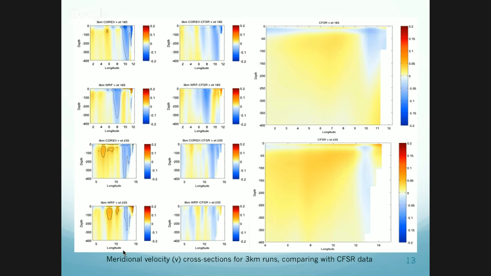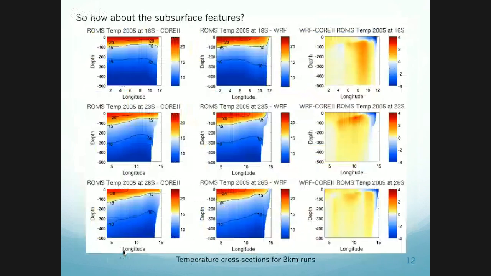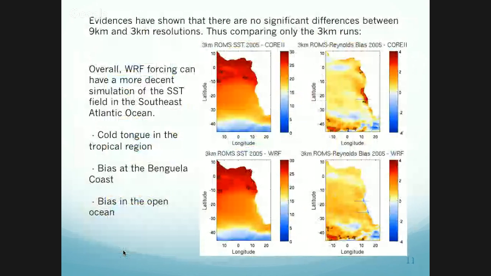But I'm more concerned about the previous one. Go to the previous page, not this one. The general warming everywhere, right? That could be due to the SST, which is actually not that different between the two. It's a bias.